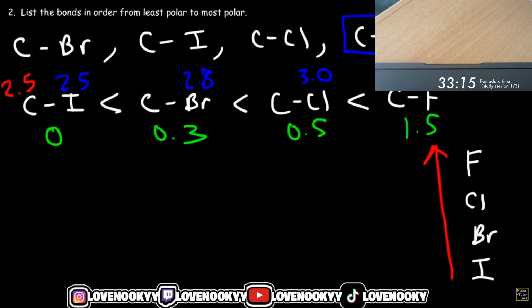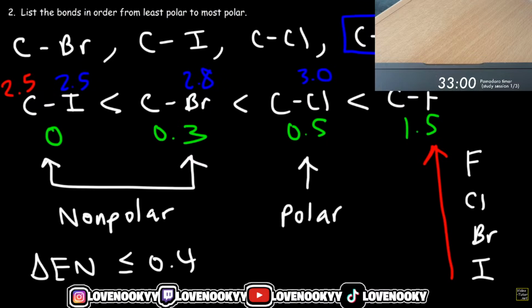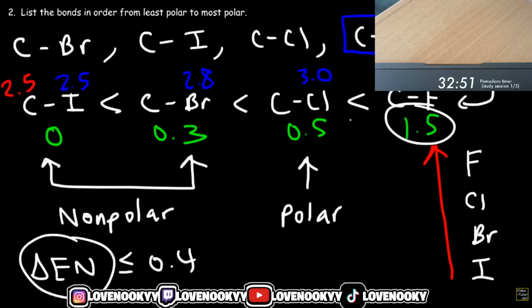Now keep in mind, in order to have a polar covalent bond, the electronegativity difference has to be 0.4 or less. So therefore, these two bonds are relatively nonpolar when you just analyze the electronegativity difference alone. The carbon-chlorine bond is considered to be a polar covalent bond, and the carbon-fluorine bond, it's highly polar. So it's the most polar bond in this group, based on the EN difference.